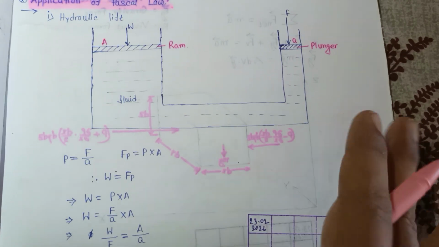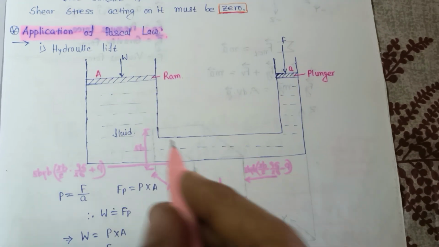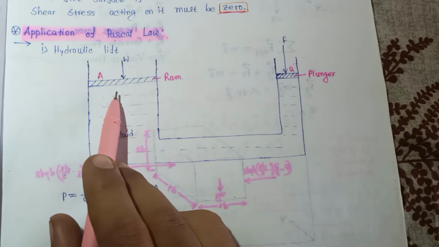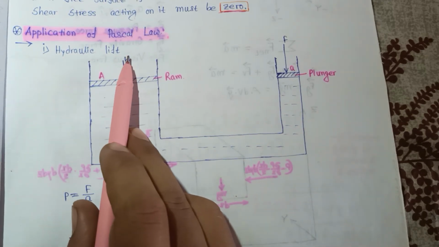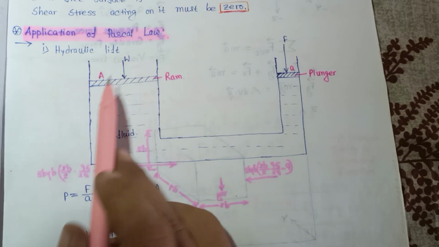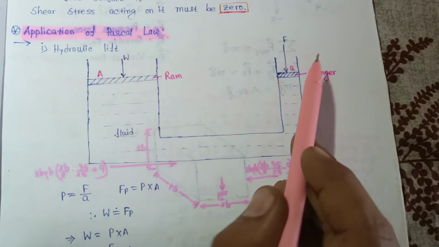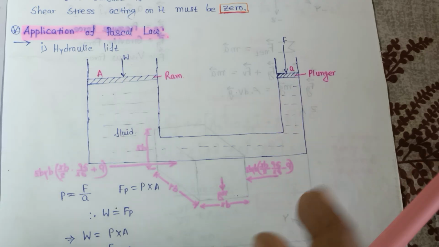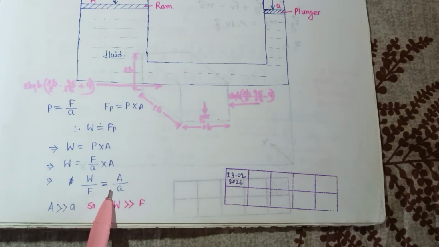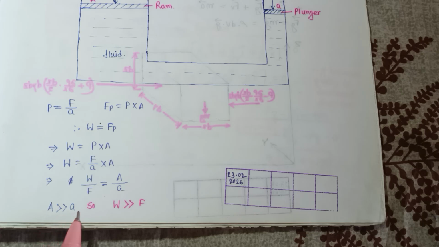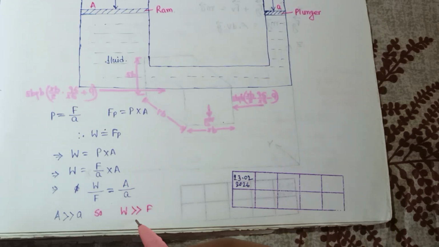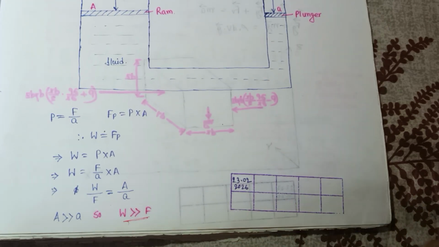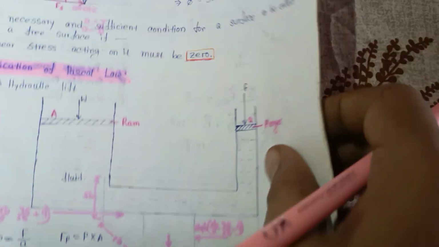Now, as per Pascal's law, the intensity of pressure is the same in all directions. So the pressure is equal to force per unit area: W by the large area A2, and F by the small area A1. So W by F is equal to A2 by A1. We know that A2 is greater than A1 because this area is larger than this area, so W must be greater than F. This is used in the hydraulic lift.